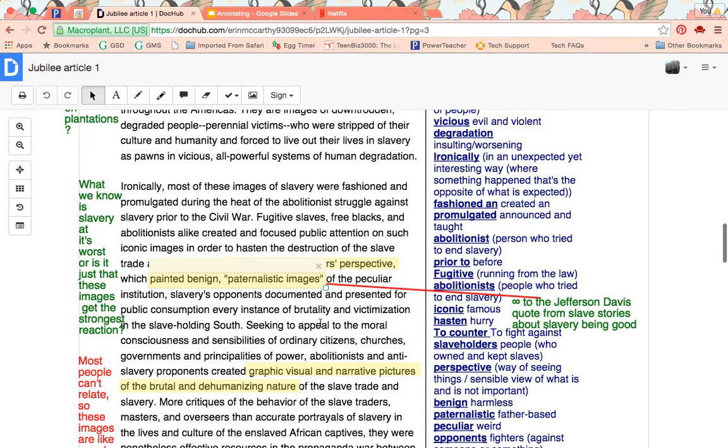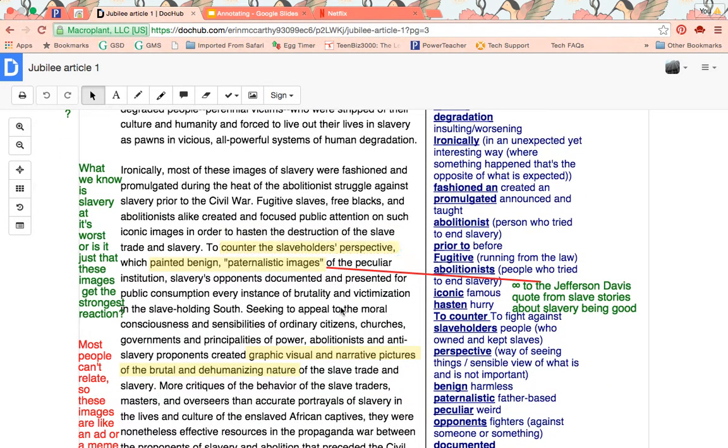And now at this part, what I've done on the left is I'm trying to summarize and get the main idea of what they're trying to say, because they're throwing a lot of things at me and saying, this is what you think it is. And I kind of feel like, yeah, I do think that's what it is. So what we know is slavery at its worst. So what we know already, the summary of this paragraph is slavery at its worst.